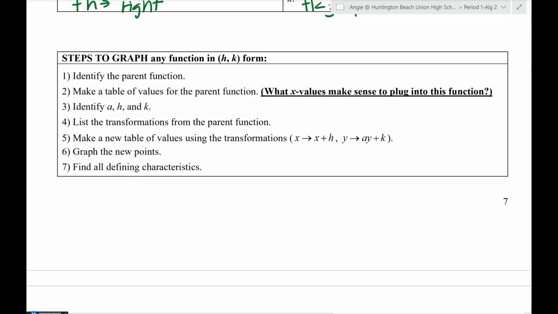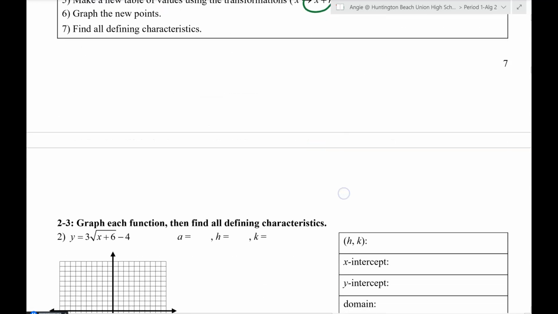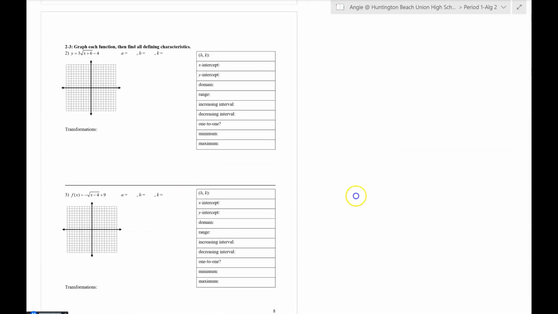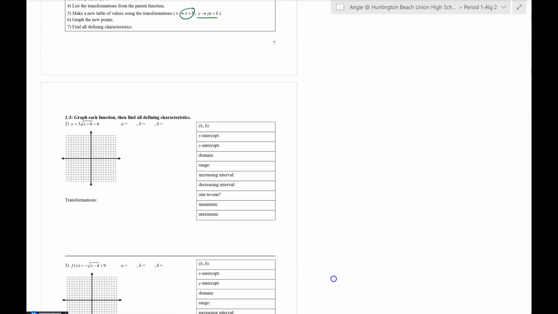List the transformation from the parent. Make a new table of values using the transformation, A, H, and K. So x is now going to be changed to x plus h. The A and the K, because they're vertically changing, go with the y. Plot your new points. And then normally we ask you a bunch of questions regarding the graph. Let's go and practice. Let's skim ahead to see how many we have to practice all together for this set of notes. Looks like only 2.